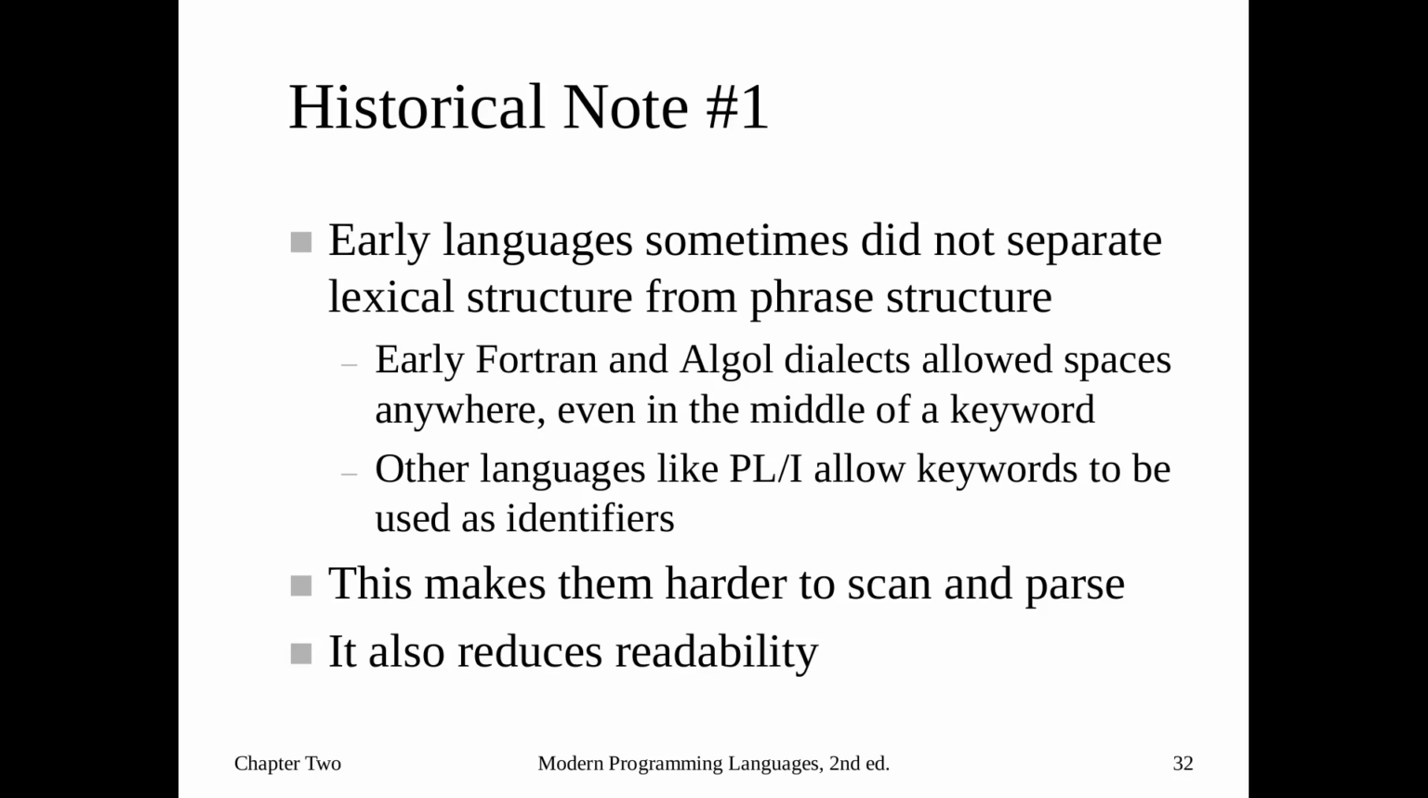The interesting thing about this is that historically, this was not always the way it was done. If you look at early Fortran and early Algol dialects, you could have spaces in the middle of keywords, just kind of anywhere. Other languages like PL/1 allowed keywords to be used as identifiers. Essentially, this made the algorithms really hard to write to conduct this parsing and scanning in what we'll say is a sane and efficient manner.